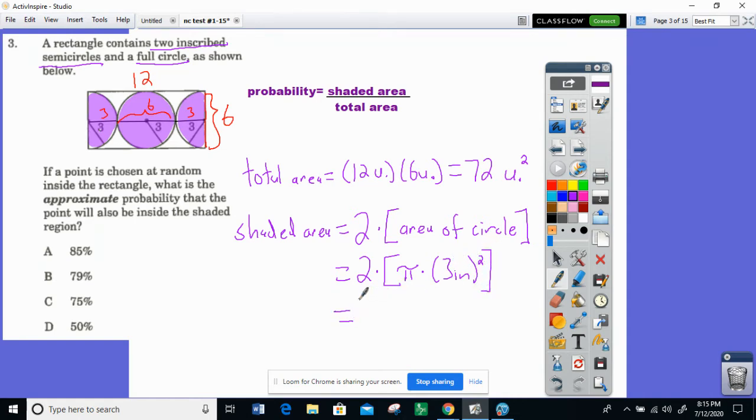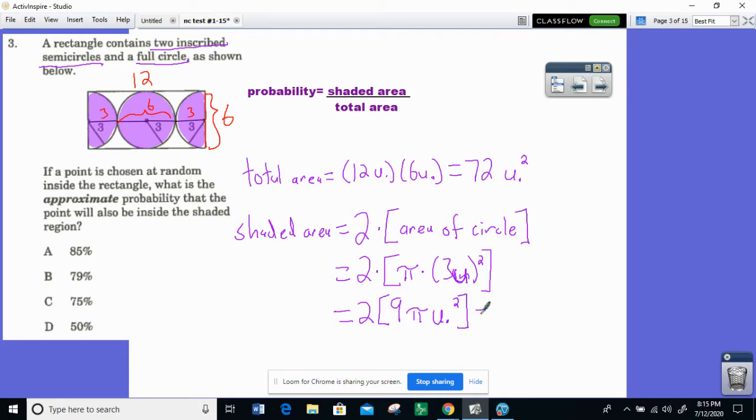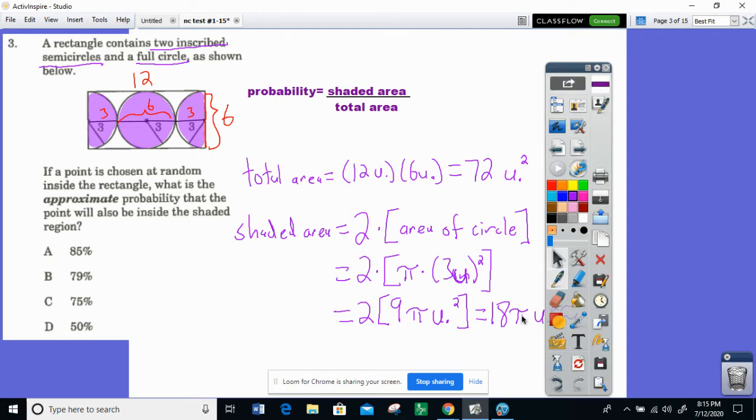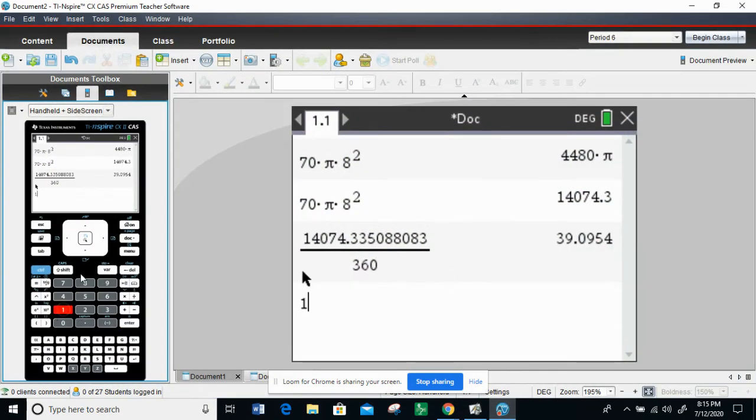So let's see. 3 squared is 9, so this is going to be 9 pi. Sorry, that's not inches, that's units. 9 pi units squared. So that's going to be 18 pi units squared. And so let's see about what that comes out to. If we do 18 pi as a decimal, that's around 56.549.